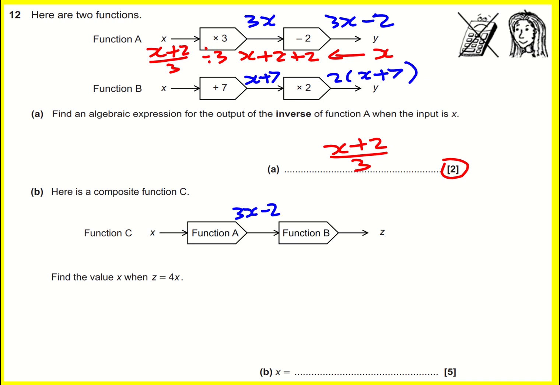So I can basically do the same thing here, but now I don't have x, I have 3x minus 2 as my input. So I need to basically replace my x here by this thing, because this becomes my new input, because I'm using composite functions. And so what will I get out? I'll get that z equals 2 brackets, and then this x is replaced by 3x minus 2. And I still need to add 7. That's my output.